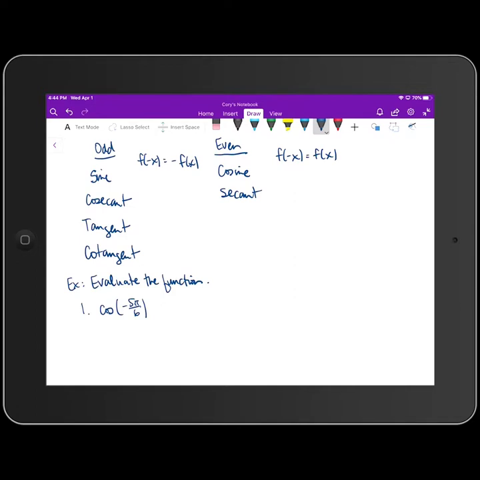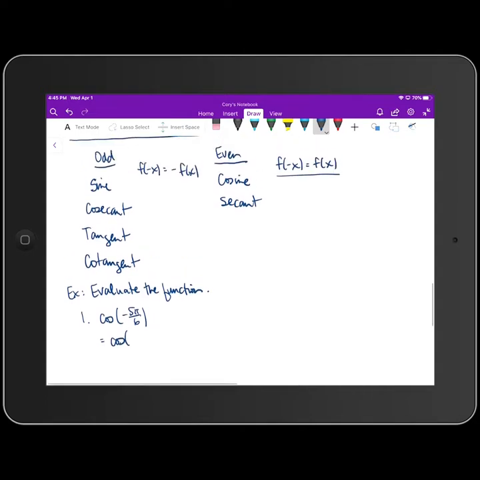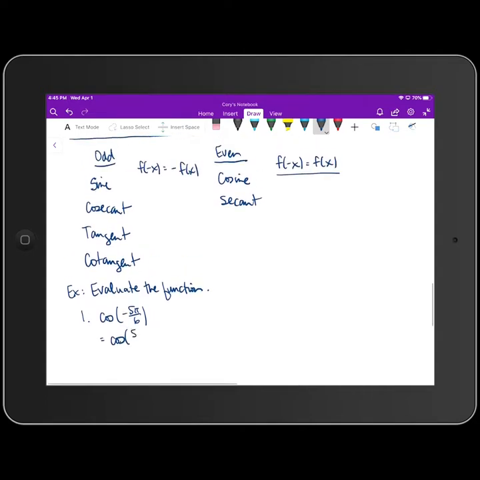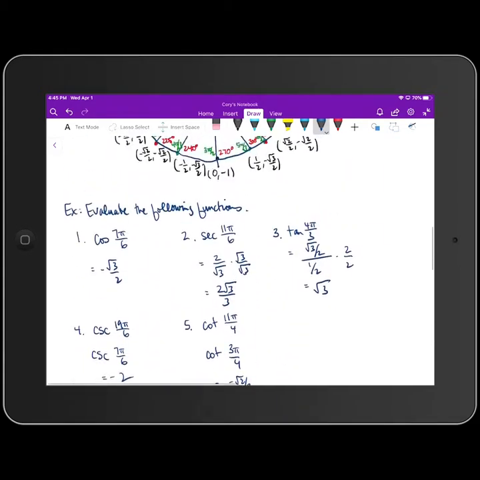So again, when we look at that, that's of the form f of negative x. And because cosine is an even function, f of negative x is going to be equal to f of x. So if I want to find the cosine of negative 5 pi over 6, that's going to be equal to the cosine of 5 pi over 6.